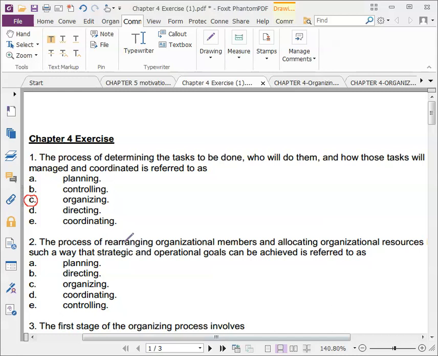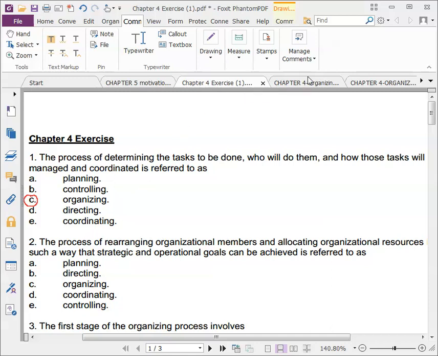So what is the question, class? The correct answer is planning. So planning, we already discussed in the first chapter. So is that directing, organizing, coordinating, or controlling? So which one is the correct answer? Allocate organizational resources. If you read the slide and if you try, make sure that you will understand and know how to answer the exercise.